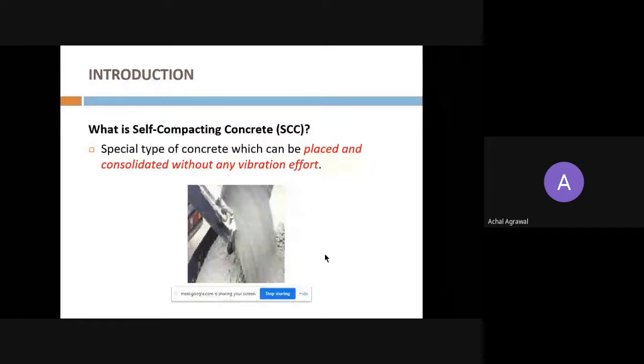So first of all, the term self-compacting concrete. Some of you might know about self-compacting concrete, some of you might not. It is a kind of special concrete. Why I'm saying it's special is because it is different from conventional concrete. It is a special concrete which can be placed and consolidated without any vibration efforts from outside.